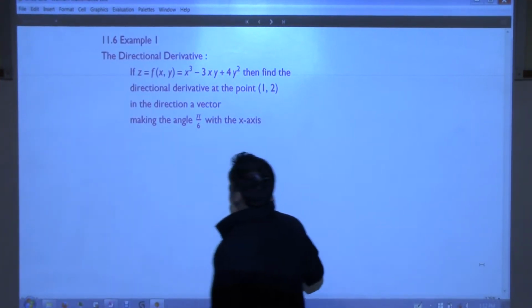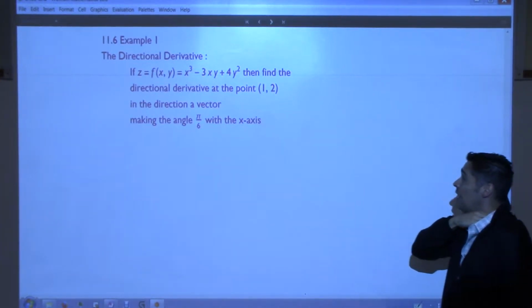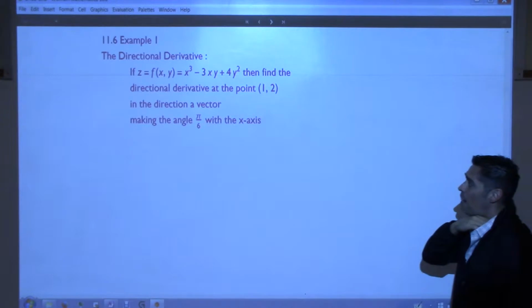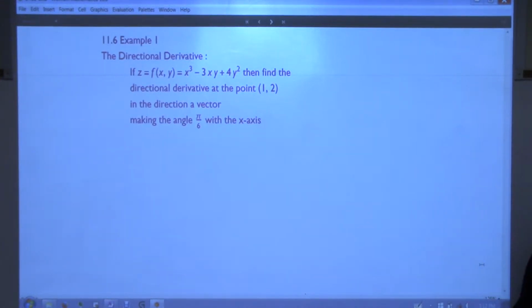So let's do this problem. If z is equal to f of x, y is equal to x cubed minus 3xy plus 4y squared, then find the directional derivative at the point 1, 2 in the direction of a vector making an angle of pi over 6 with the x-axis. All right.